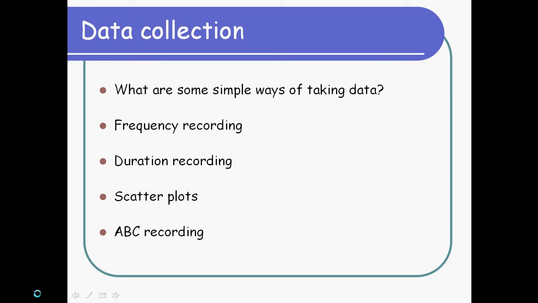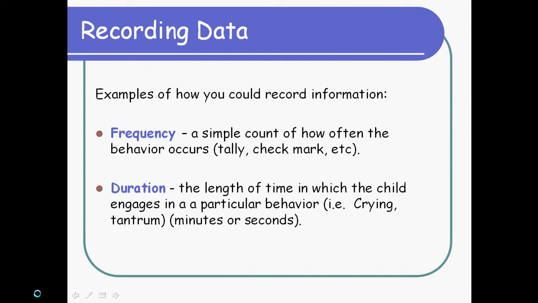So what are some simple ways of taking data? Frequency recording, duration, scatter plots, and ABC. Let's look at an example of each of these. So with frequency recording, it would just be a simple count of how often the behavior occurred. It can be a tally or a check mark.